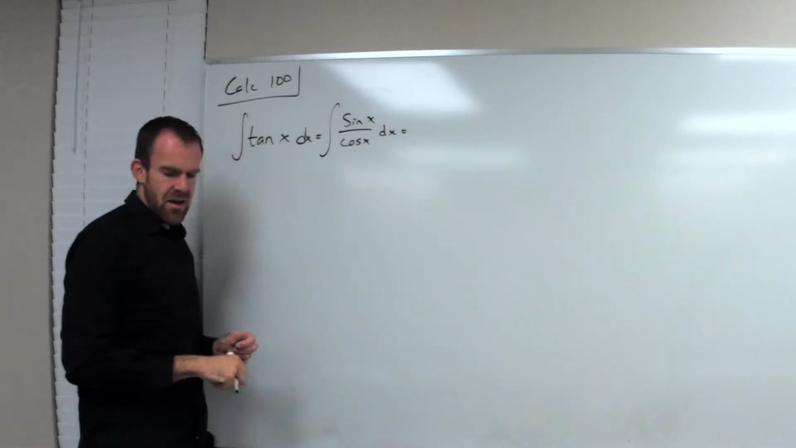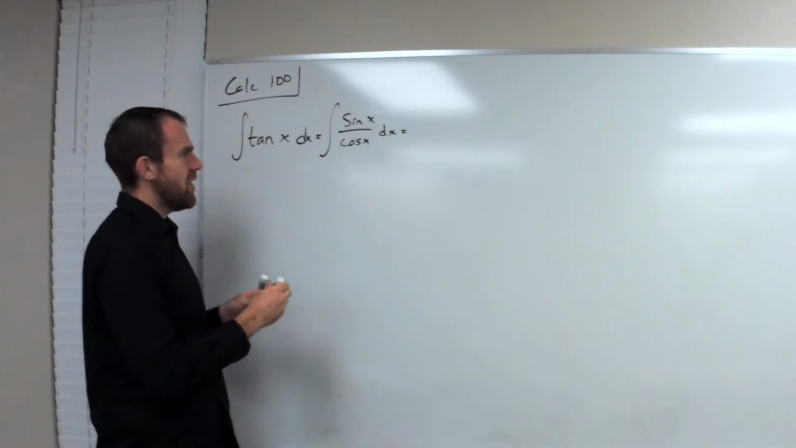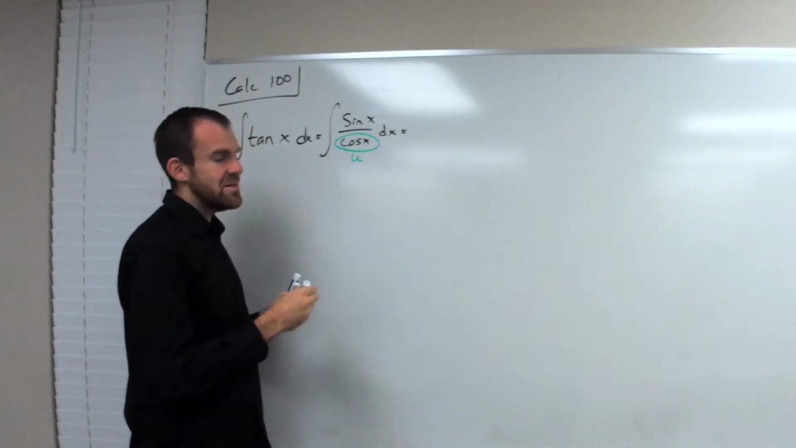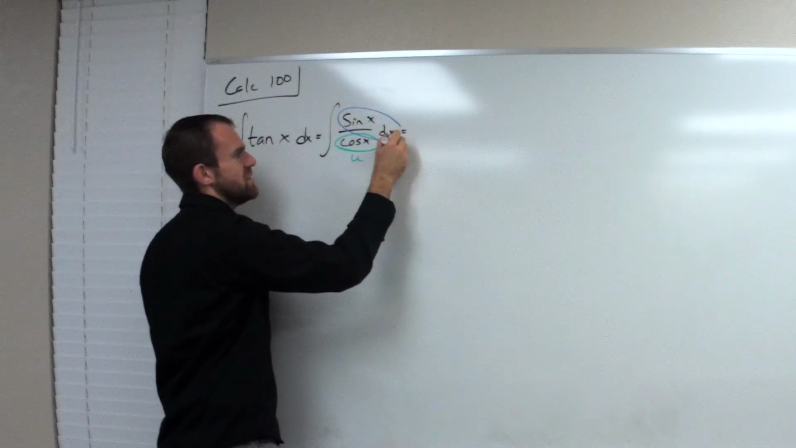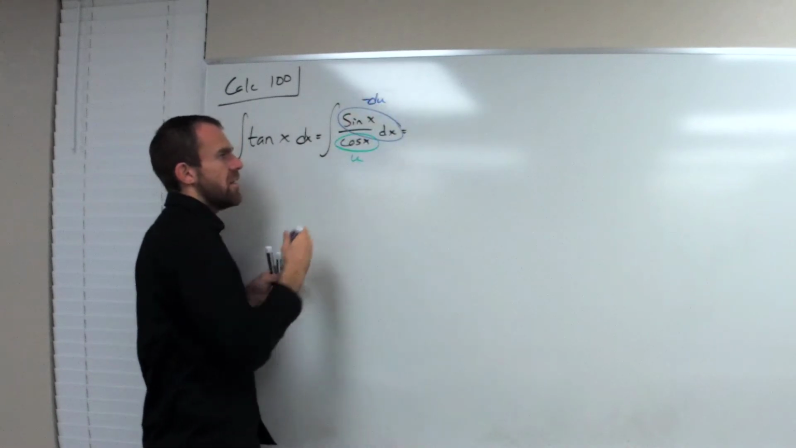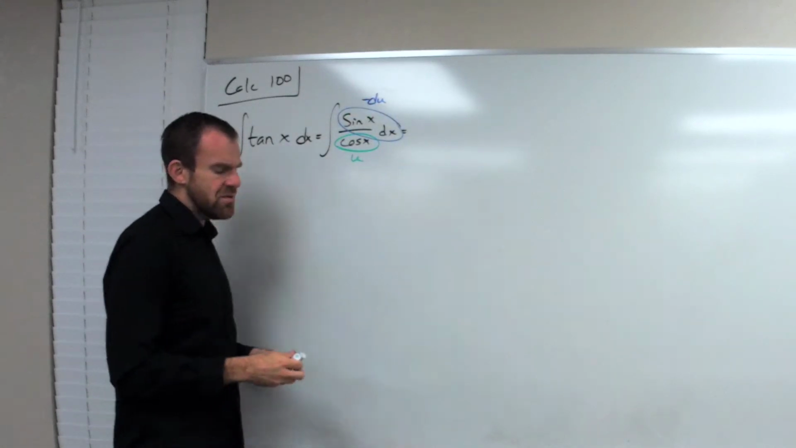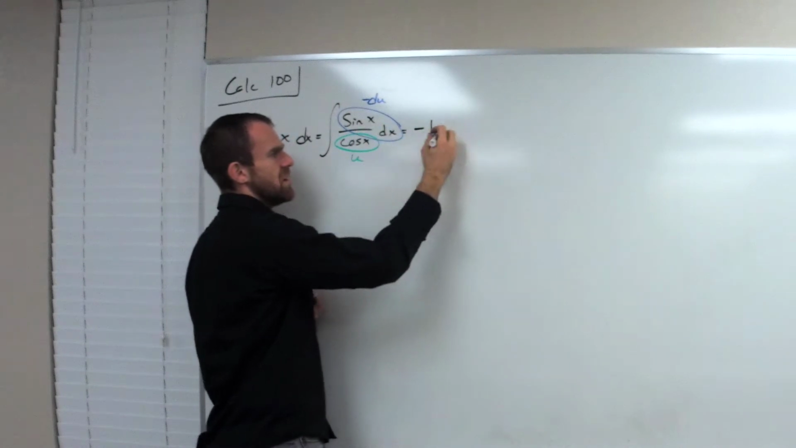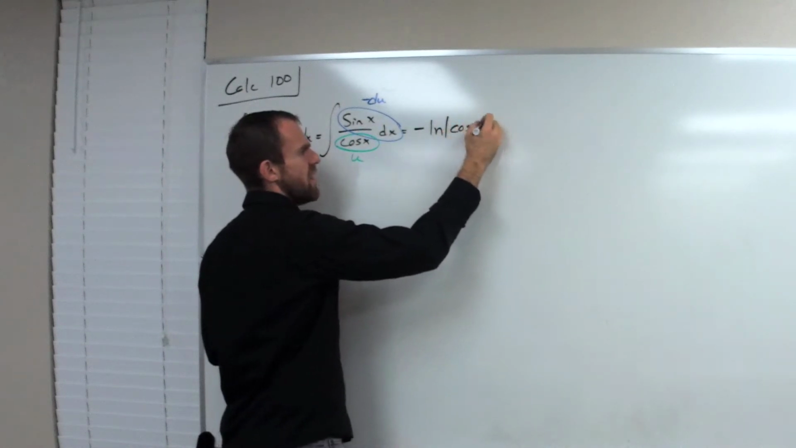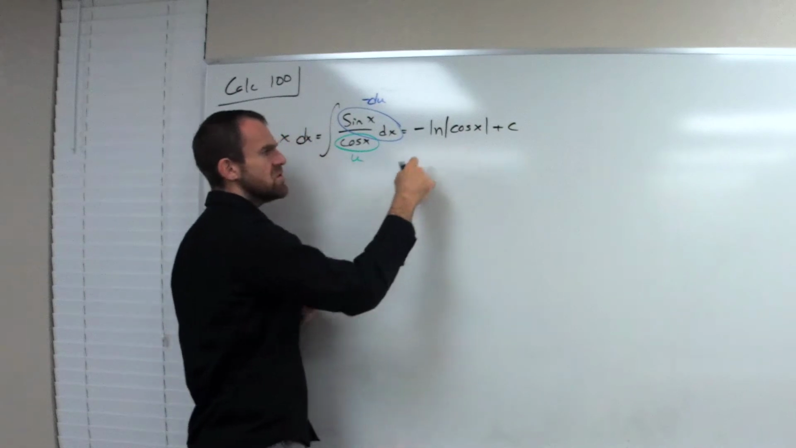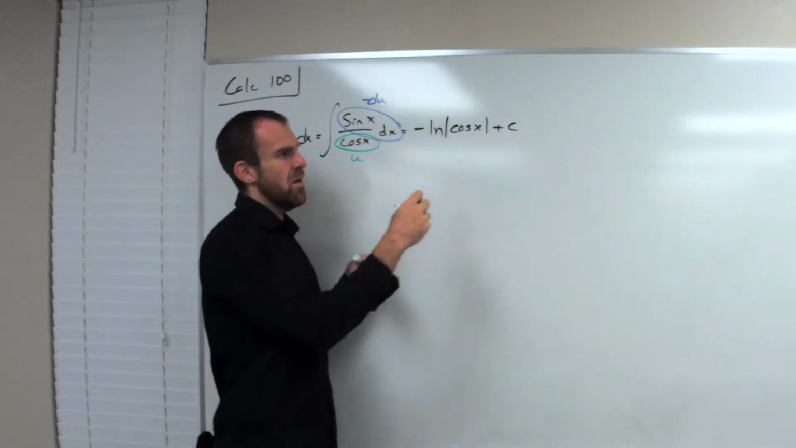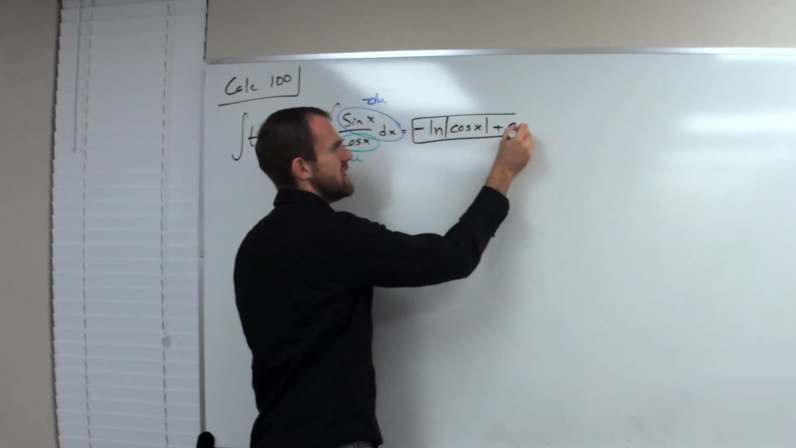Okay, the trick here is that if I make u cosine of x, then du, or at least negative du, is the top. So this simply becomes negative ln, right? 1 over u would integrate to ln of cosine of x plus c. You can also rewrite this as ln of secant by bringing that minus sign in.